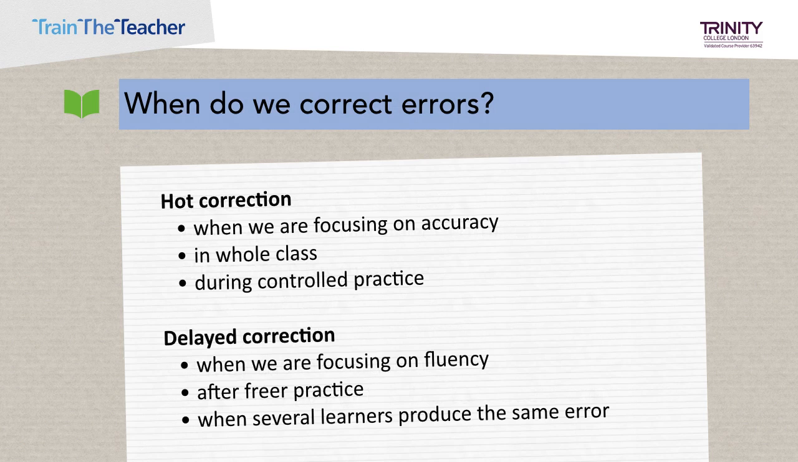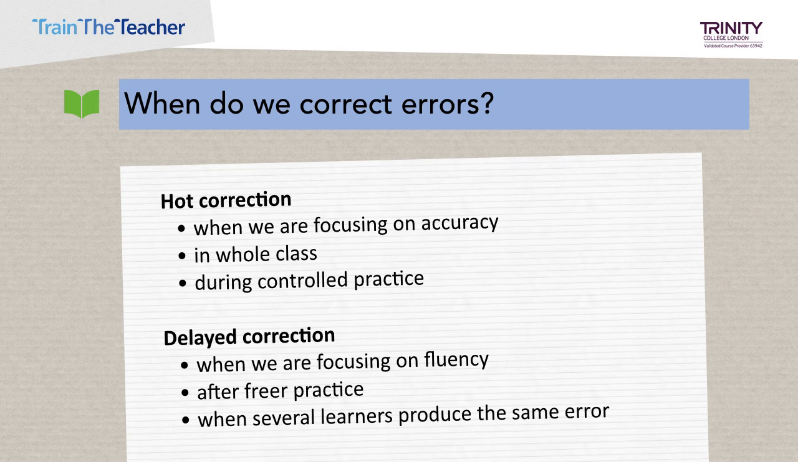So we need to think about when the best time is for error correction. We can either do hot correction, and this is when it is vital the student knows as soon as possible that they've made a mistake. We usually do this when we are focusing on accuracy. So, for example, the student has to get a particular grammatical structure right during a controlled practice task. Or we're focusing on accurate pronunciation during drilling.